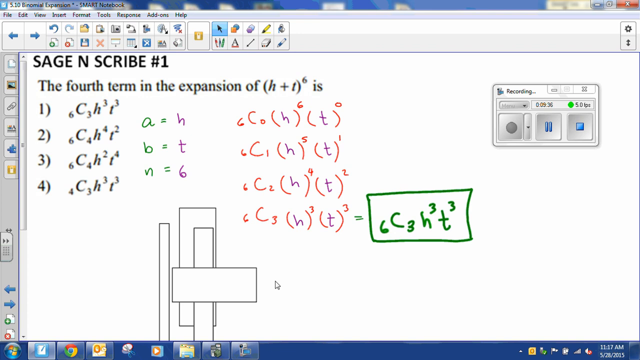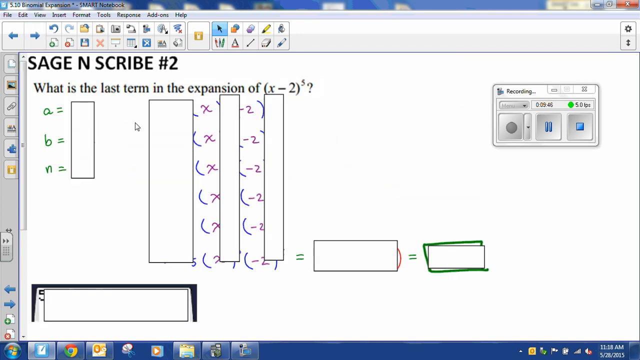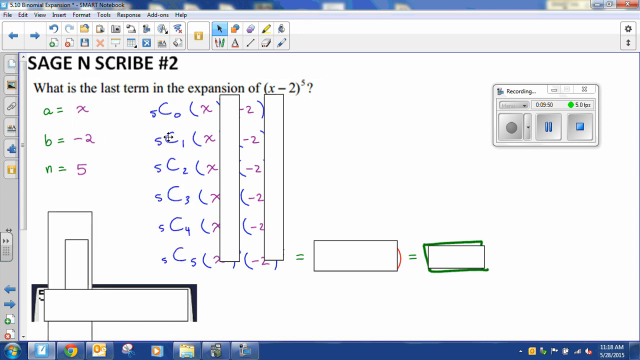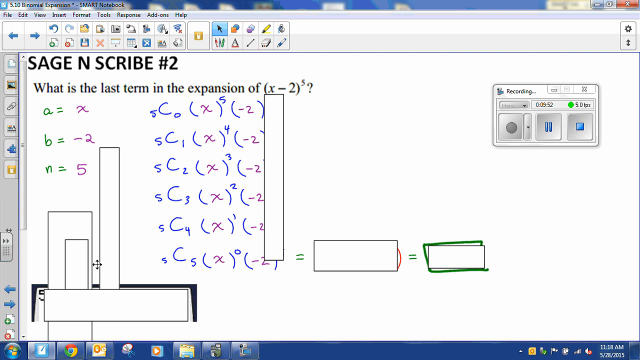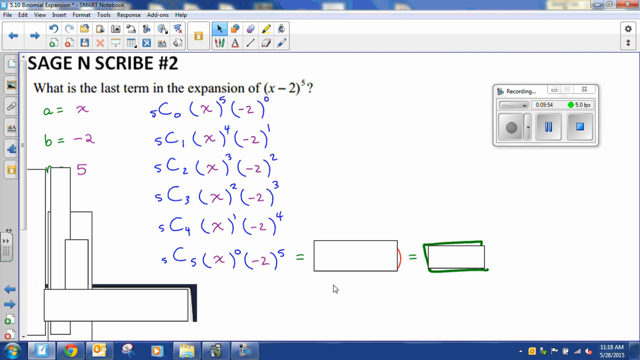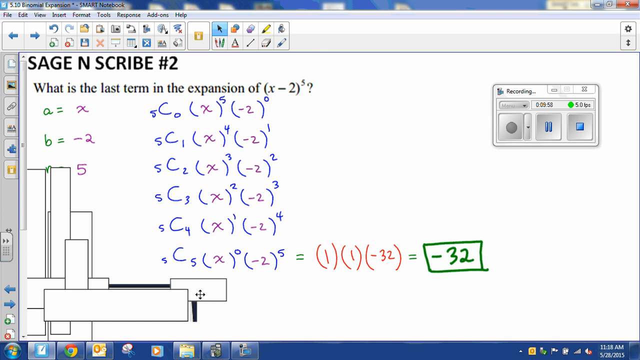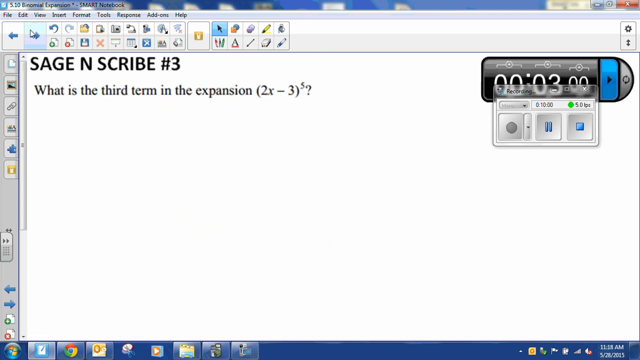Fourth term is, as you can see, this one they actually never evaluated it. They just left it like this, 6 choose 3. What is the last term in the expansion? So you have to go all the way through the end, 5 choose 5. And we end up with 1 times negative 32, so the answer is negative 32.